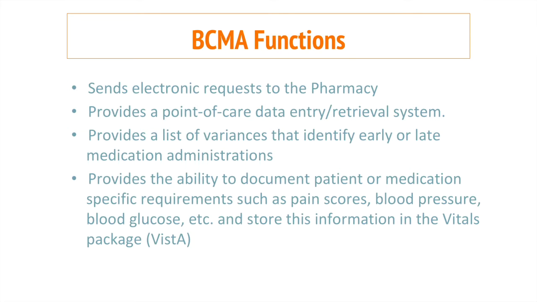It's going to provide the ability to document patient or medication-specific requirements such as pain scores, blood pressures, blood glucoses, and other factors that we may need to store within the vitals package, otherwise known as VISTA. This might be a patient who has a PRN medication prescribed for a certain complication, such as someone who might be observed for hypertension. If their systolic blood pressure rises above 160, we must document the active blood pressure at the time of administration for this medication.